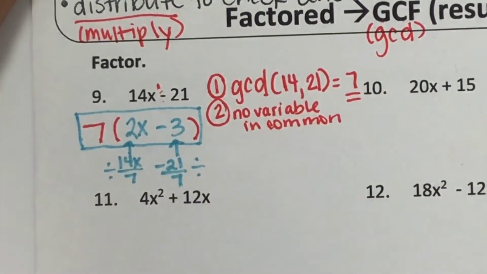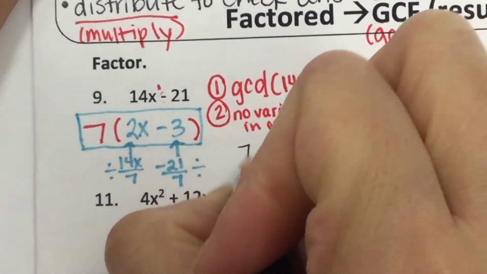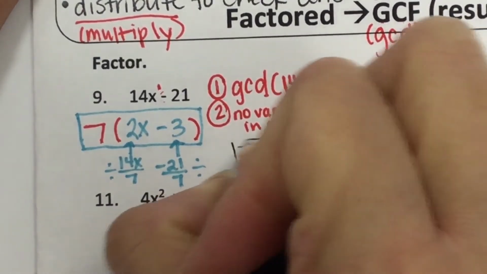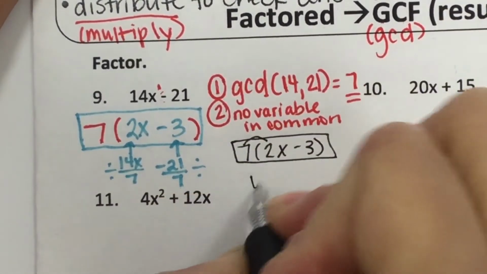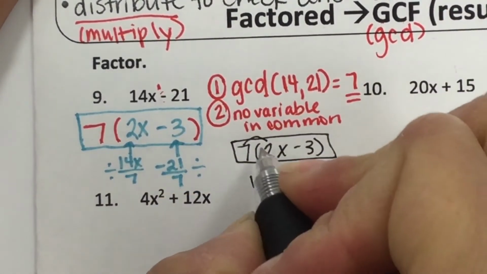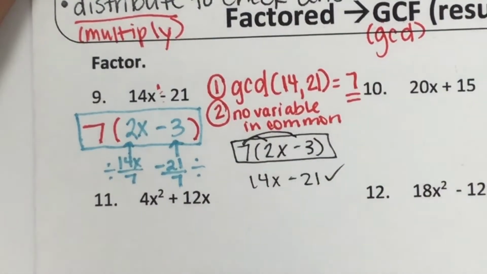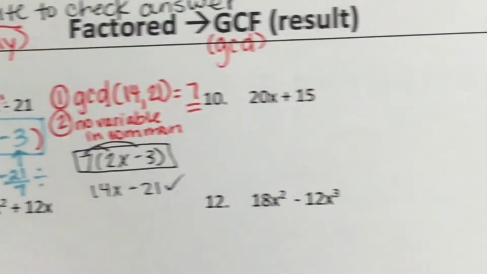What we just did here is we unmultiplied, undistributed. So our answer is 7 parentheses 2x minus 3. When you multiply that out, you get 14x. And then you get minus 21. So it checks off. All right, number 10.